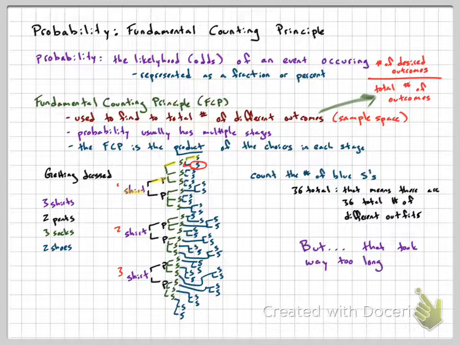The thing is, that takes way too long. Building a tree diagram takes way too long. The FCP, or the fundamental counting principle, is going to shorten this by more than half. And you'll see just how easy it is in the next video.